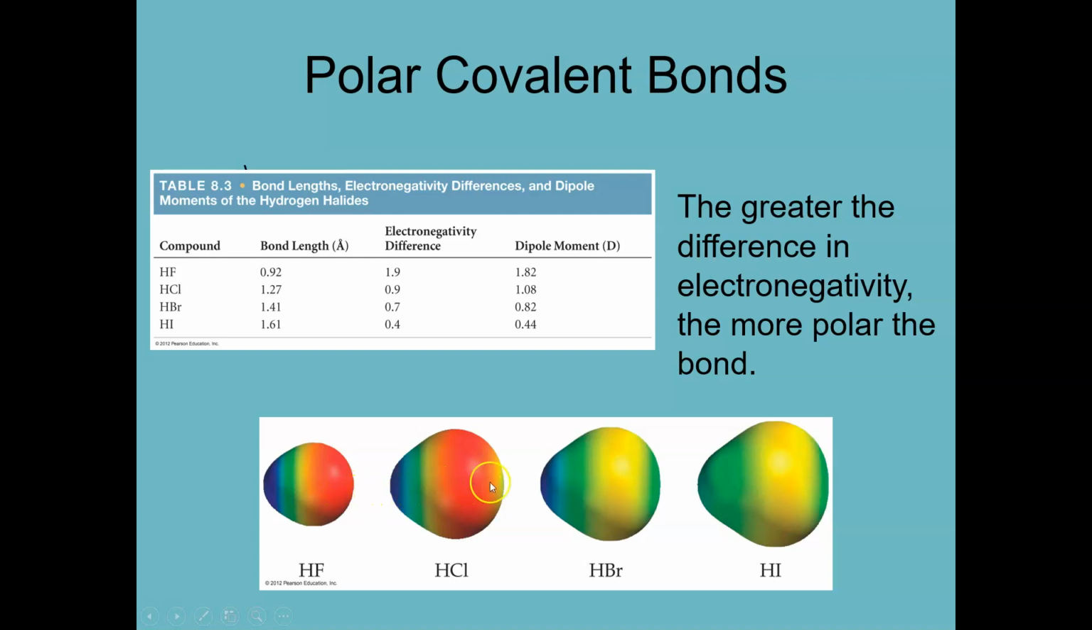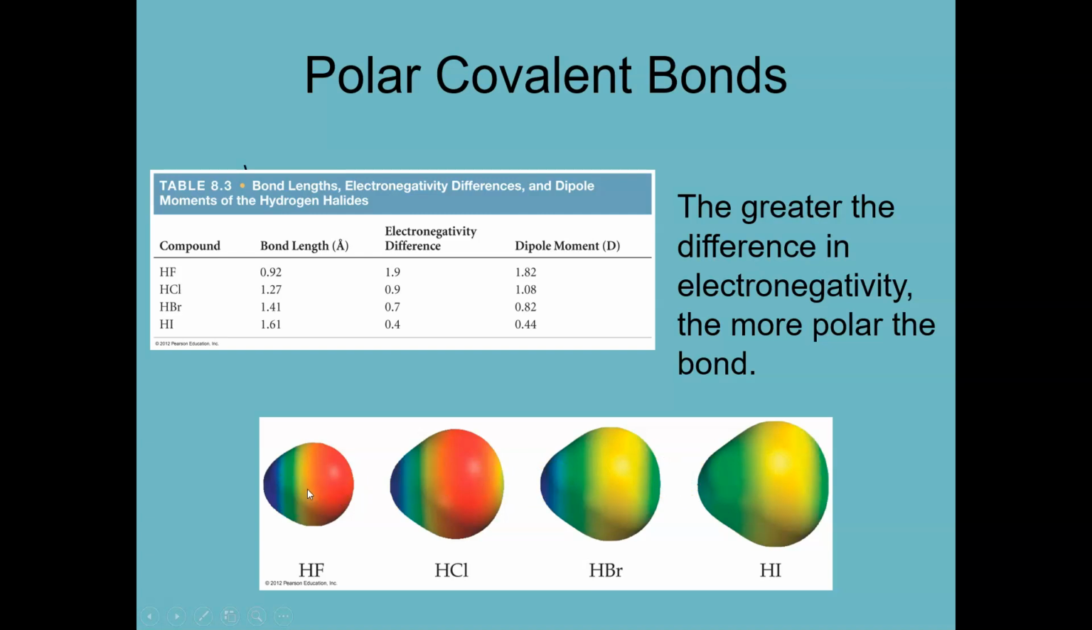HCl is somewhat similar as you get down toward HBr and then finally to HI, you can see that there's really no blue color on hydrogen for HI and that the red and orange have really disappeared and it's just a yellowish color. And so while there is still a tendency of these electrons to be pulled toward iodine, this bond is much less polar. The HI bond is much less polar than the HF bond.